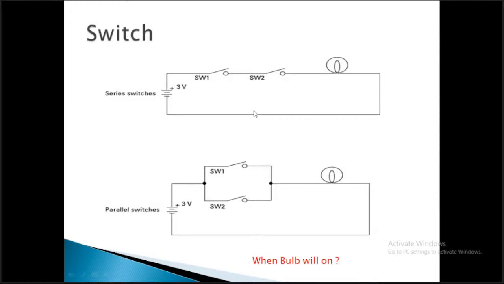Switches can be of two types: one is series and the other is parallel. In the first one, if both switches are enabled, only then will this circuit work. And this circuit will work when any one of the switches is enabled. So it is also defining a basic gate. Can anyone tell me which type of gate it is?